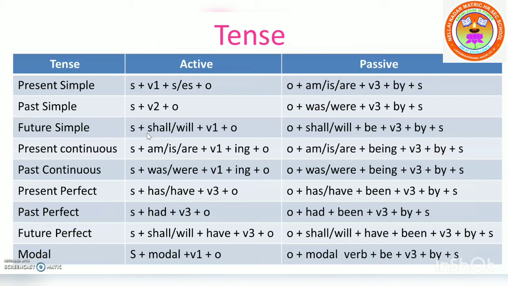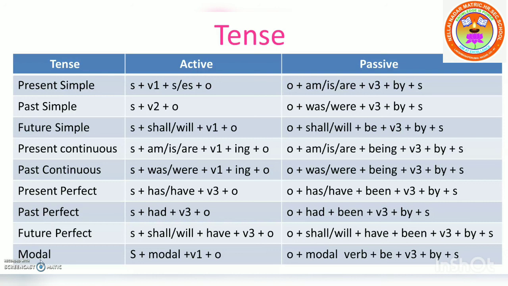Next we will see the tenses. You know very well that there are 12 tense forms, and in voices we can use only 8 tenses, and they are present simple, past simple, future simple, present continuous, past continuous, present perfect, past perfect, future perfect.